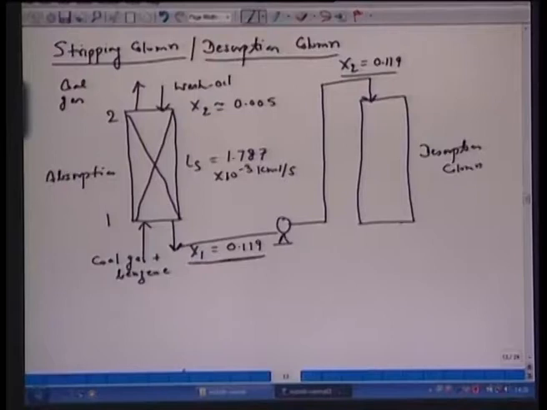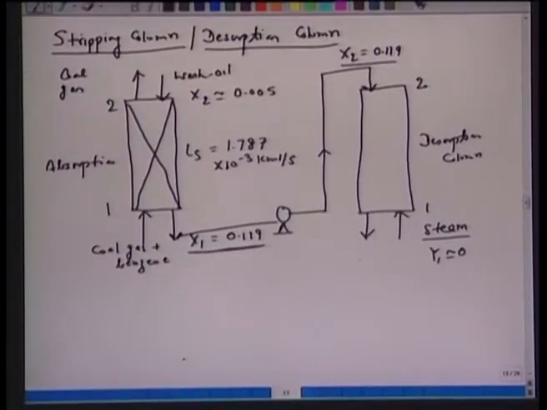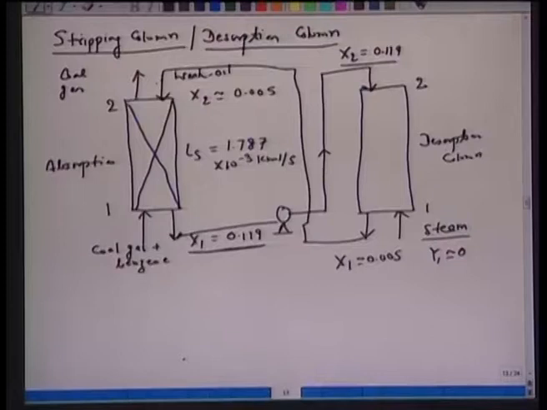Now this is cleaned with steam. In a typical power plant we have plenty of steam available. The composition here is 0, so it is a pure stream, this is level 1, this is level 2. Steam is used counter-currently to this liquid to clean out this benzene, so that this fluid now contains x1 as 0.005, and this liquid can now be fed to the absorption column.